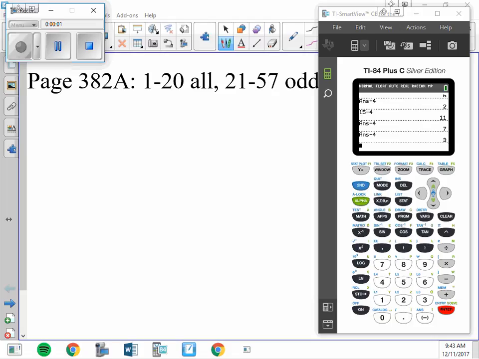In the assignment today, you're just going to be using your knowledge of logarithms. So 382a. And I'm going to work some of the even problems in that first set. Okay, so 1 through 20 says apply the properties of logarithms to simplify each expression.